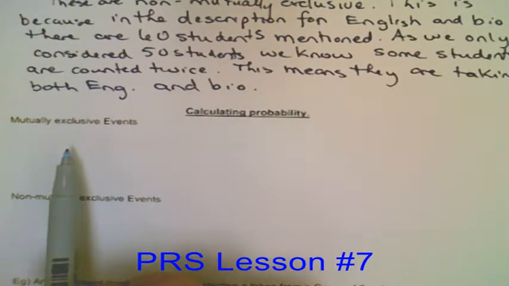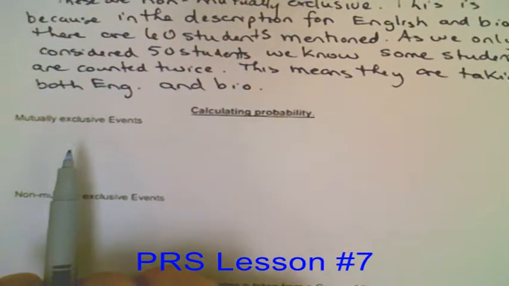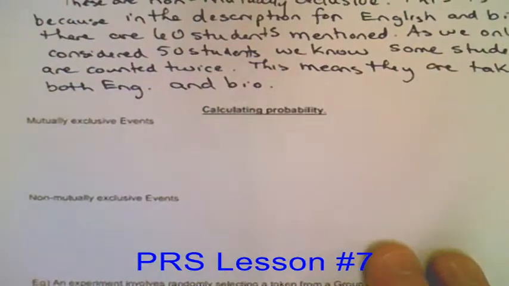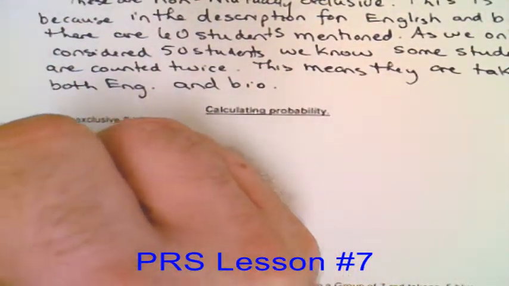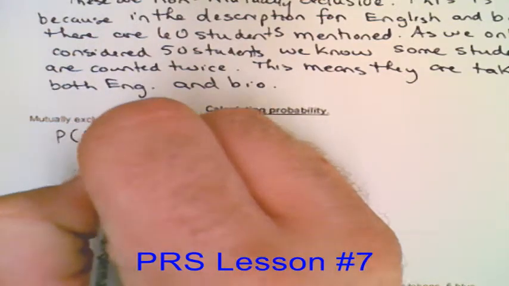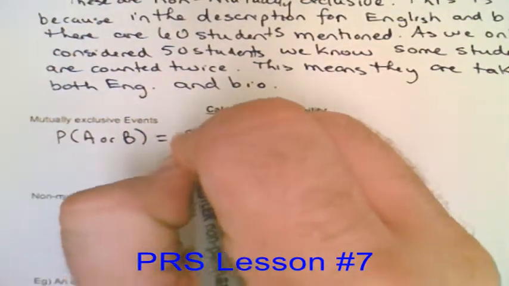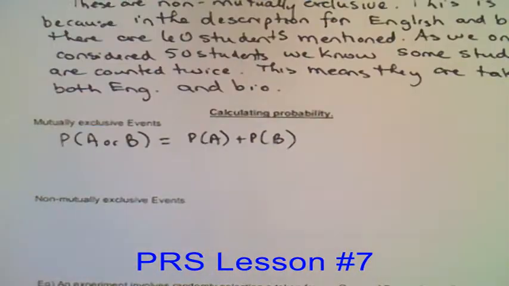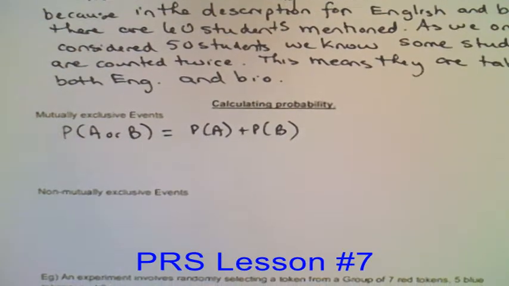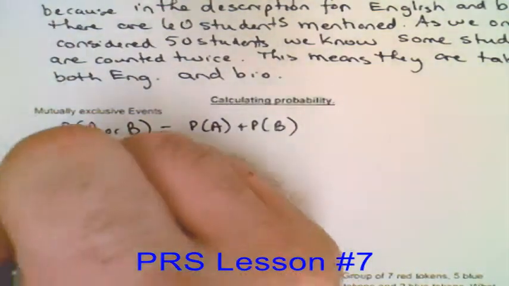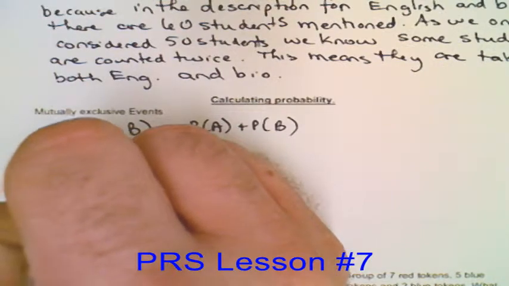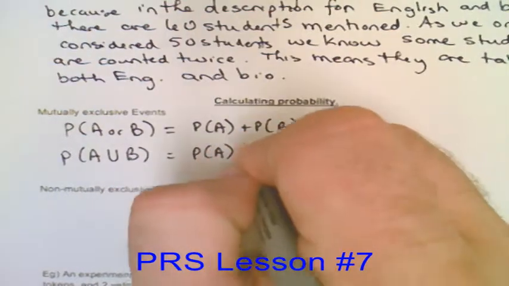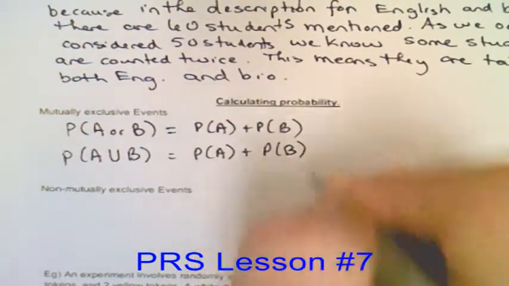Now when it comes to calculating these probabilities, you have to consider that in some cases there's an overlap, or there's students that are counted twice, and in some cases there's not an overlap. If they're mutually exclusive, it means there's no chance that they overlap. There's no students that are counted twice. So if they're mutually exclusive, what I end up with is the probability of A or B. There are no overlaps, there are no students counted twice. So it's going to be the probability of A plus the probability of B.